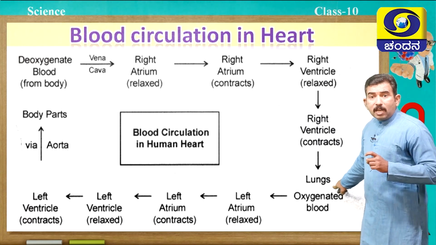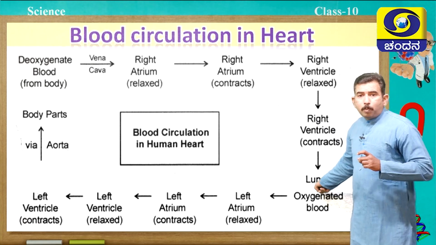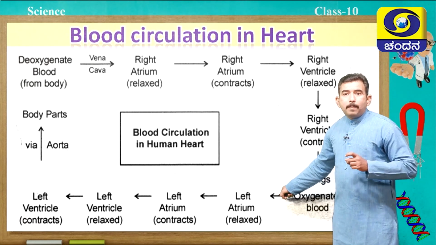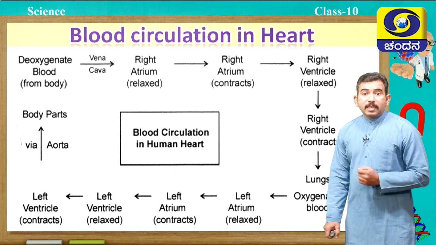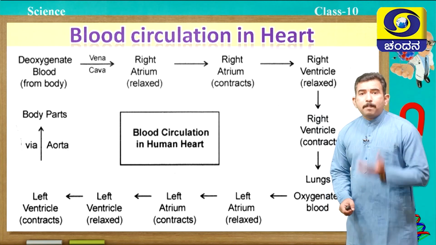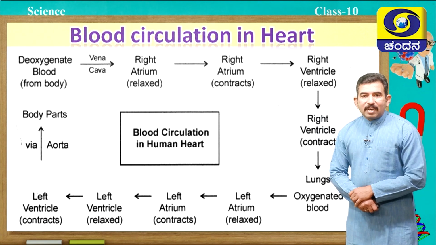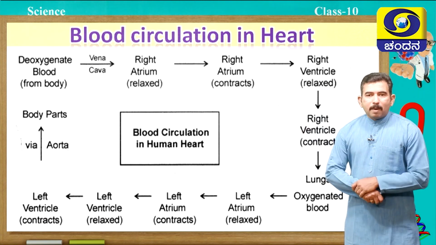Oxygenated blood from the lungs is transported back to the heart by the pulmonary vein. Remember, the pulmonary vein is the only vein that carries oxygenated blood. Now the left atrium is relaxed, and when the left atrium contracts, blood pours into the left ventricle, and when the left ventricle contracts, blood with high pressure enters the aorta and is distributed to all body parts.